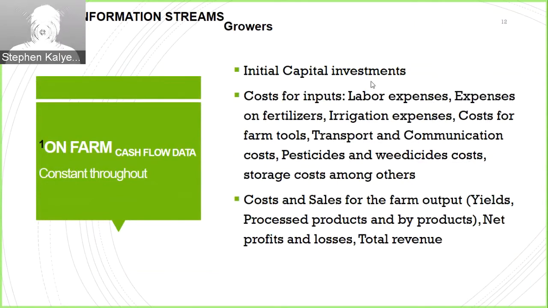So when you look at the initial capital investments, the costs for input, the labor expenses, expenses on fertilizer, irrigation practices, and when we come to the pesticides and weedicide costs, if I'm buying pesticide control, I have to record that. What have I bought and how much have I bought it for? When it comes to the cost and sales value, I have to record that. All this data is collected on the farm.